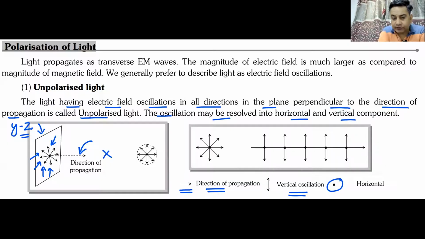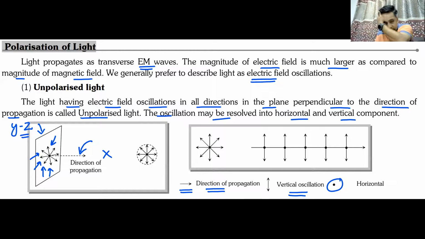Okay then. So that is what we have done till now. Light propagates as EM waves. E stands for electric, M stands for magnetic. The magnitude of electric field is much larger as compared to the magnitude of magnetic field. So we therefore describe light as electric field oscillation.